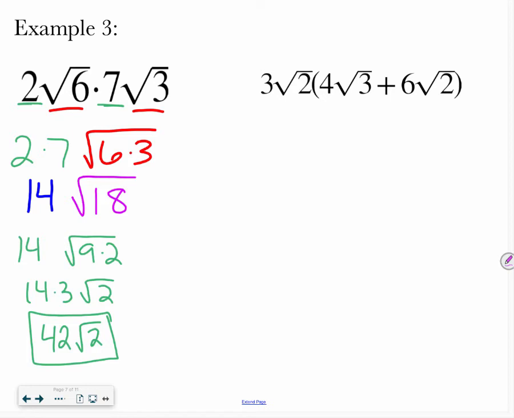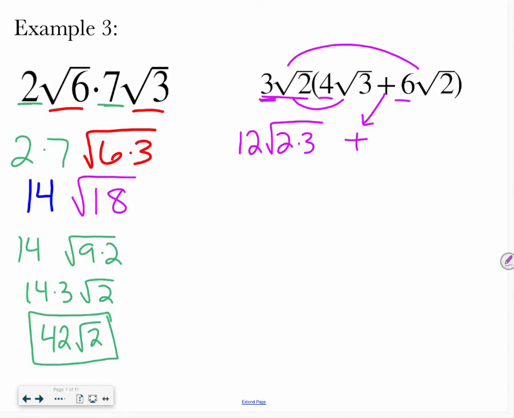Alright, this time I have 3 terms, and I'm going to be using my distributive property. Okay, so I have 3 times 4, so I have 12 times the square root of 2 times 3. Carry down my plus sign. Then I have 3 times 6, which is 18. And then square root of 2 times square root of 2, or 2 times 2 inside.